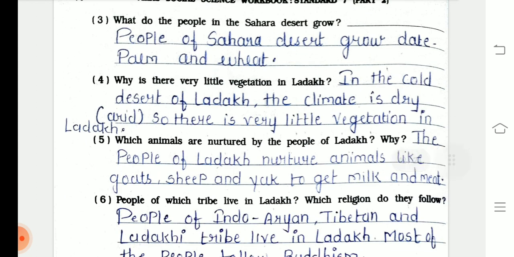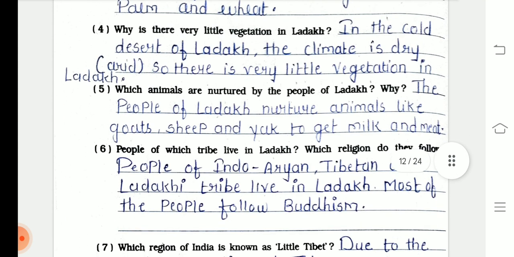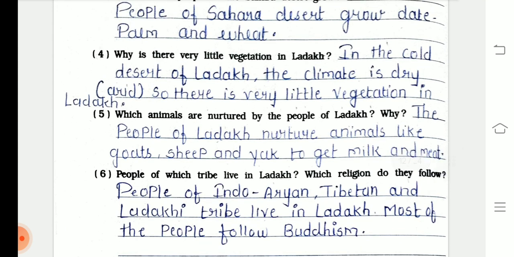Fourth one, why is there very little vegetation in Ladakh? In the cold desert of Ladakh, the climate is very dry. The climate is dry, so there is very little vegetation in Ladakh. Fifth one, which animals are nurtured by the people of Ladakh? The people of Ladakh nurture animals like goat, sheep, and yak to get milk and meat.